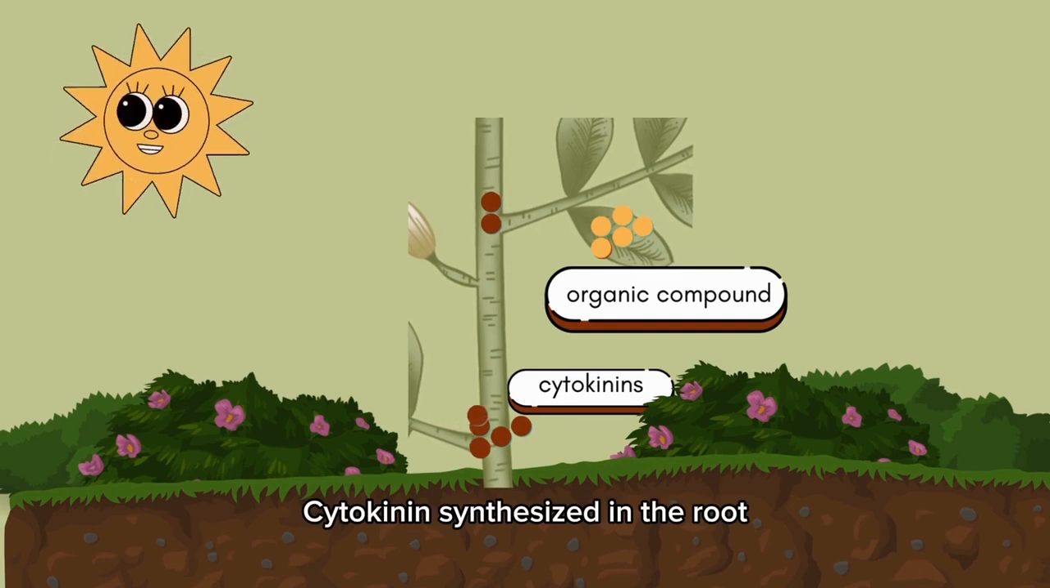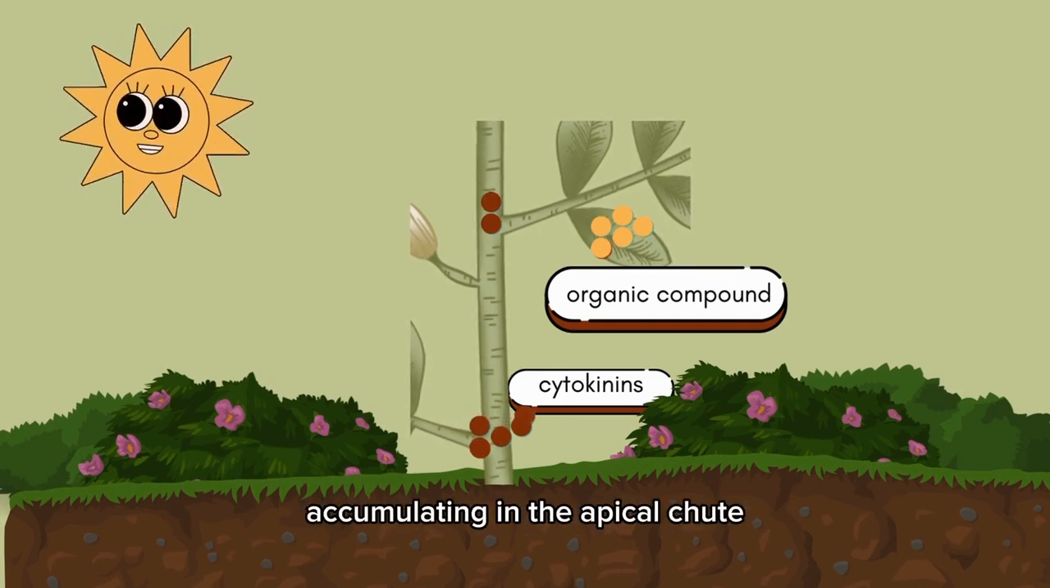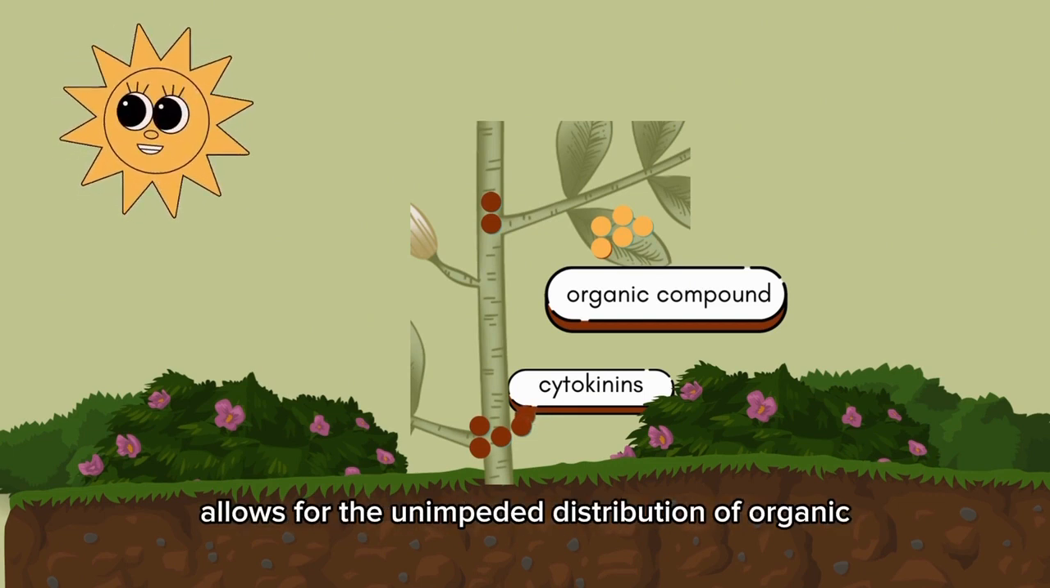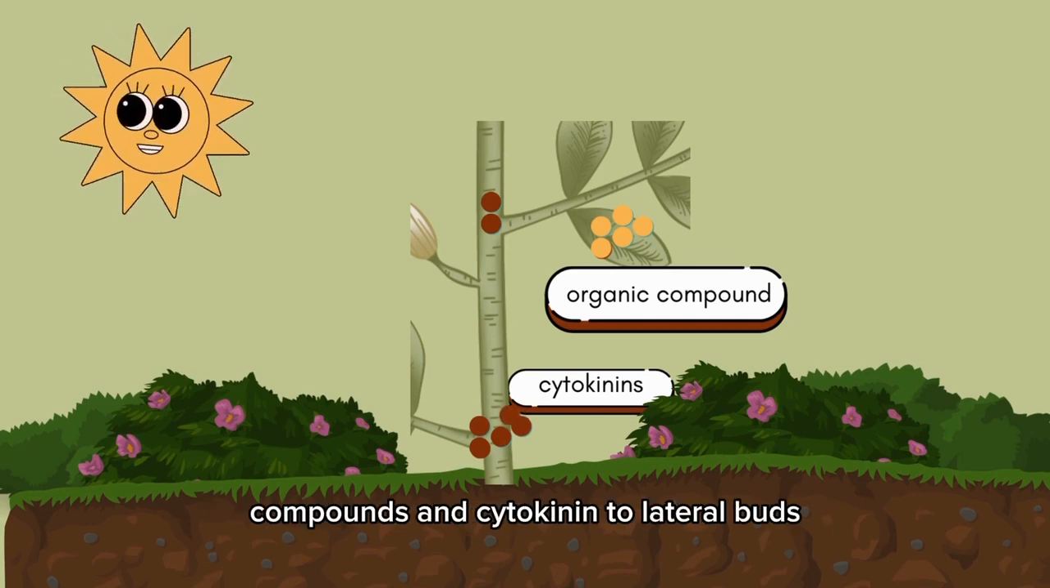Cytokinin. Synthesized in the root, this hormone traverses the plant, accumulating in the apical shoot and bolstering its growth in synergy with auxin. Upon the removal of the apical shoot, a consequential absence of auxin allows for the unimpeded distribution of organic compounds and cytokinin to lateral buds, culminating in their elongation.